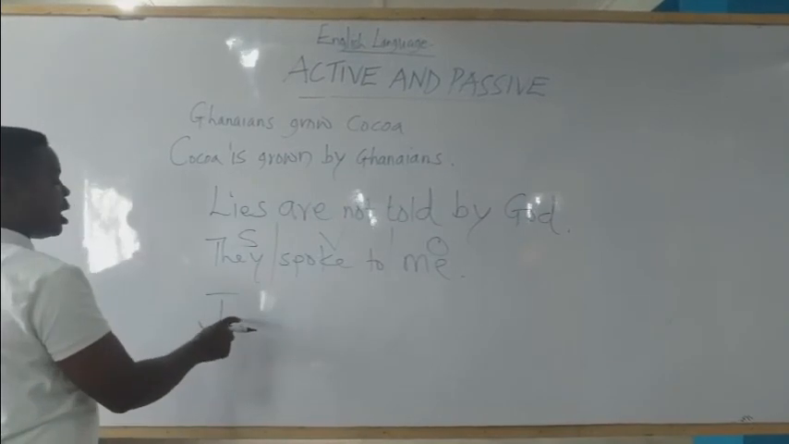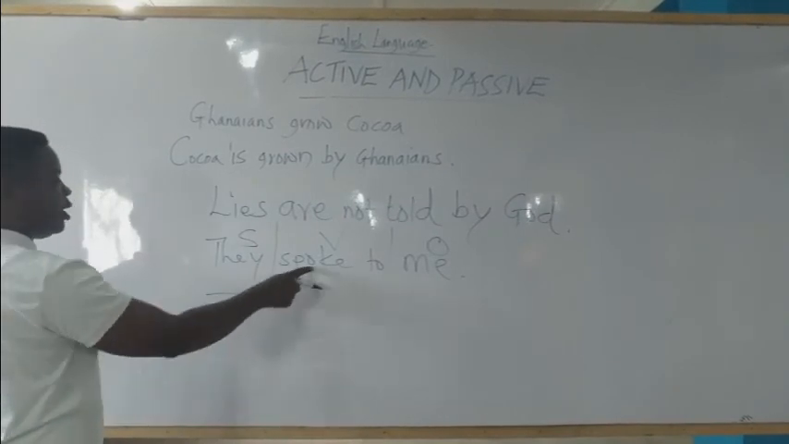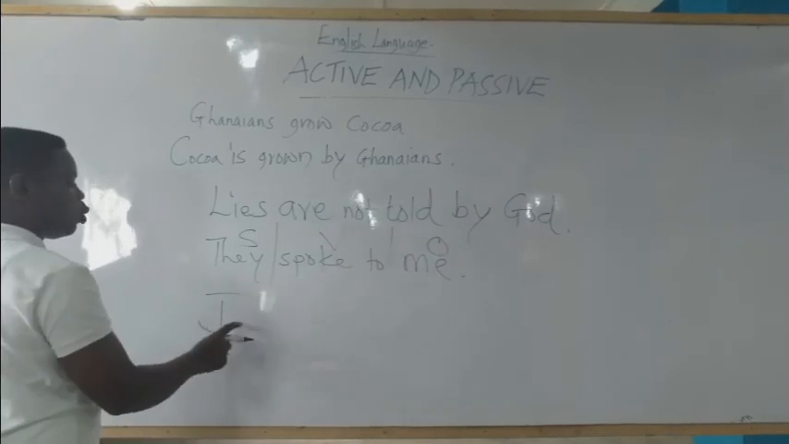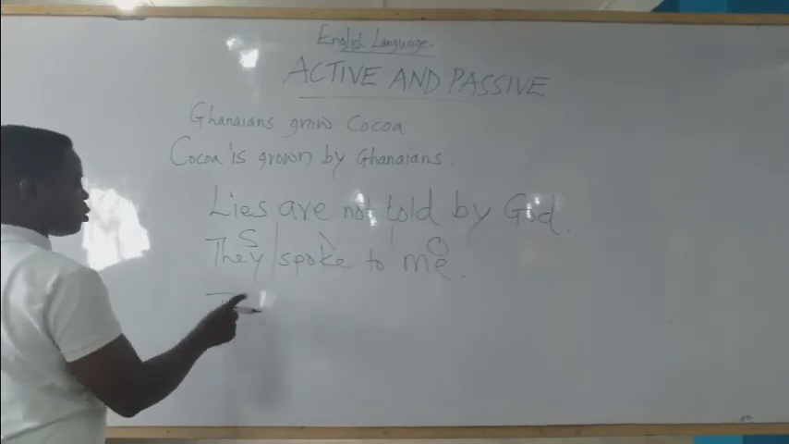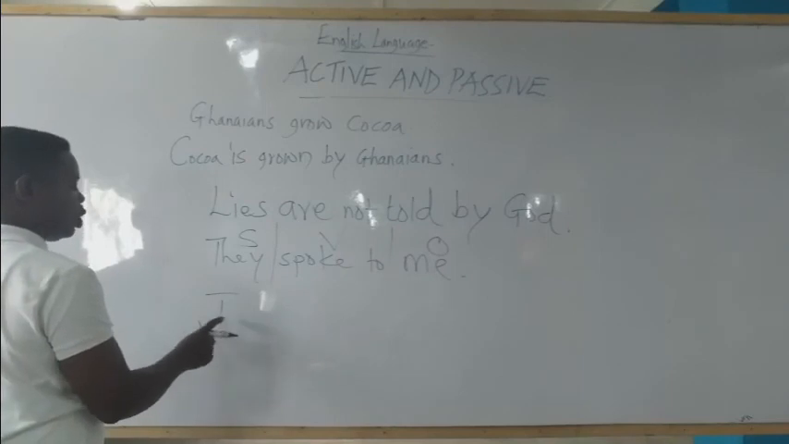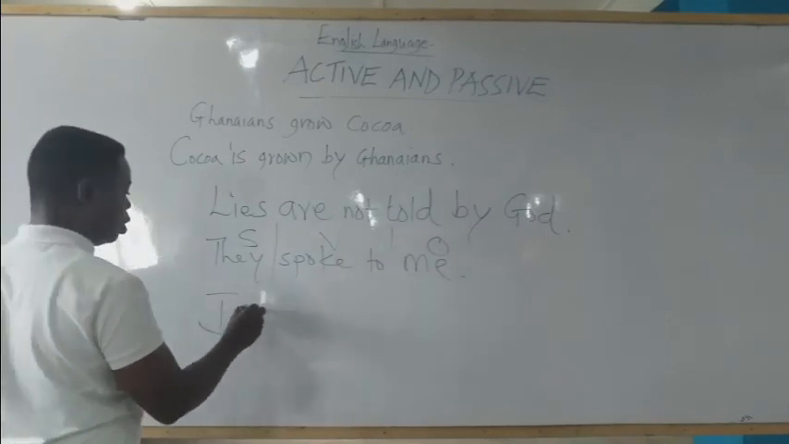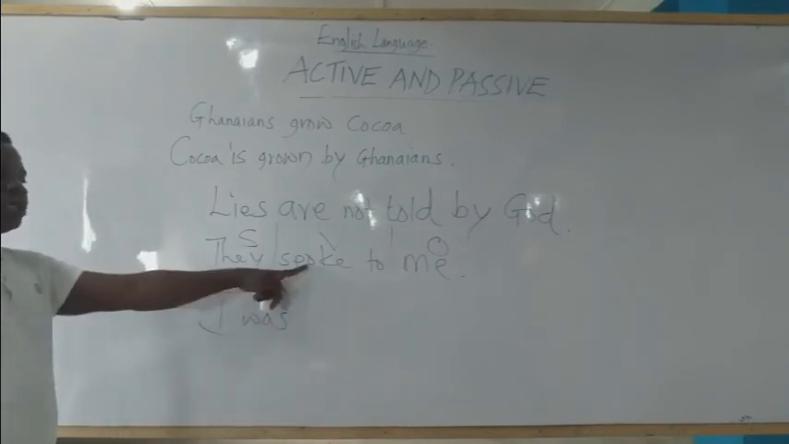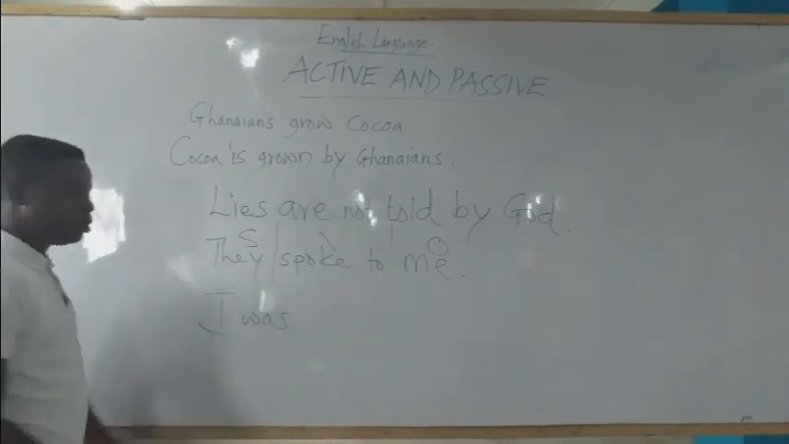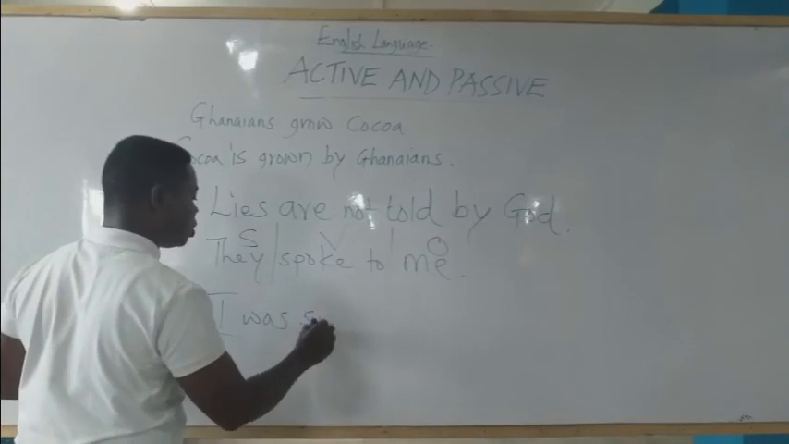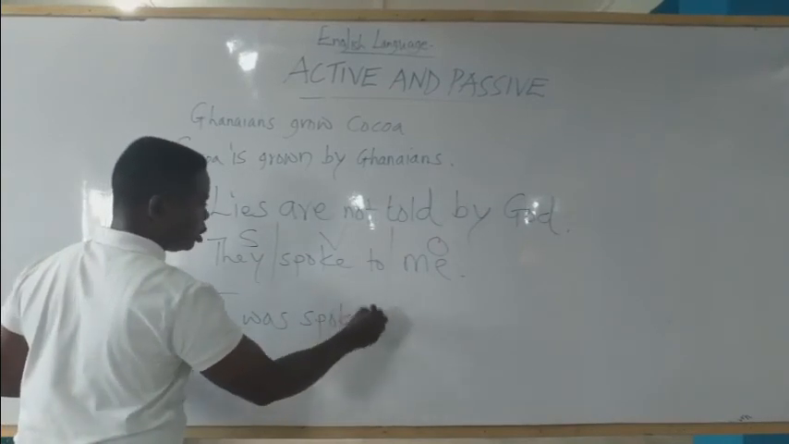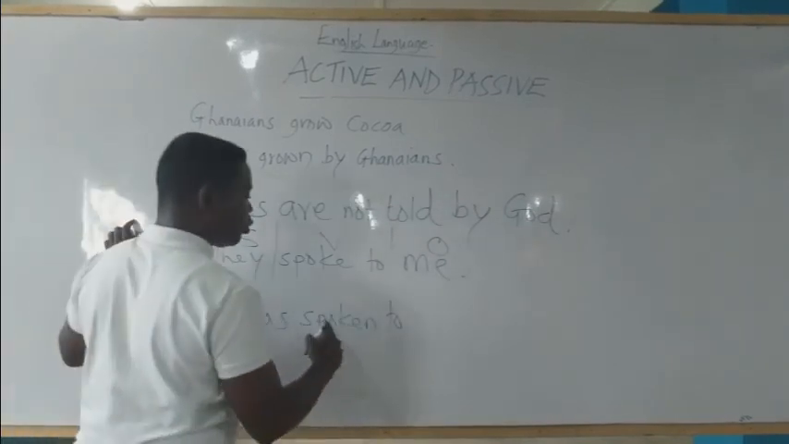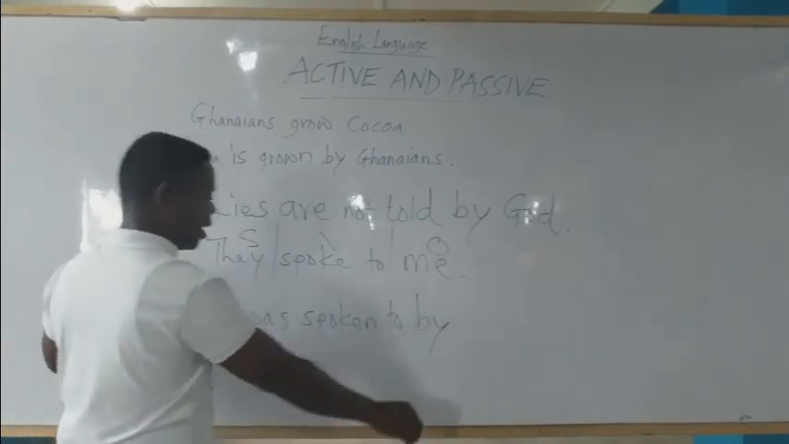Next thing, add an auxiliary verb based on the tense of the active. What is the tense of this one? Spoke. That's past tense. So I'll put an auxiliary verb here that is also past, and it must conform to this subject called I. So that is "was". Next thing, I will repeat the verb in perfect form. The perfect form of spoke is spoken. Then our "to". And the fourth step, add your word "by".